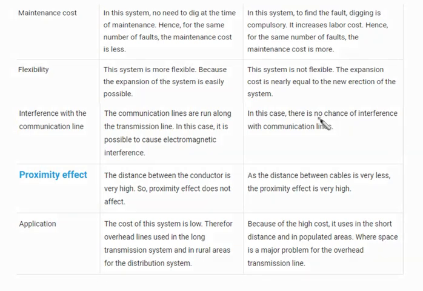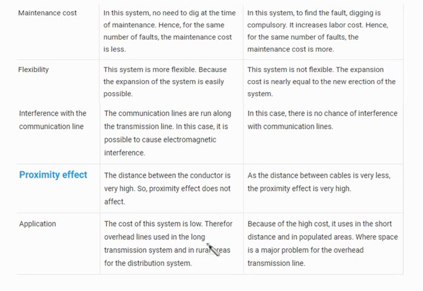In case of underground cables, there is no chance of interference. Then proximity effect. In case of proximity effect, it does not affect the overhead lines. This point I will also explain in the next diagram. In case of underground cables, the proximity effect is much higher than in the case of overhead lines.